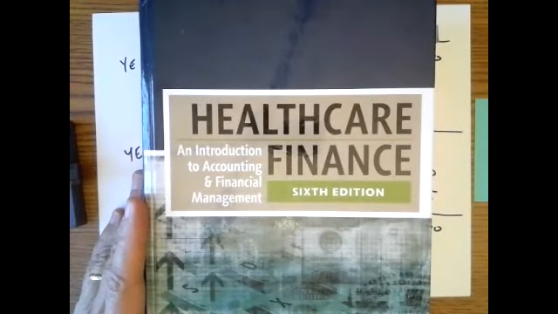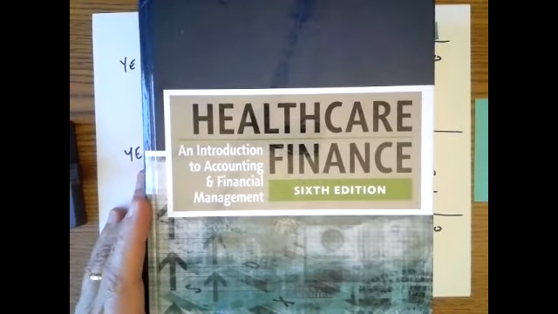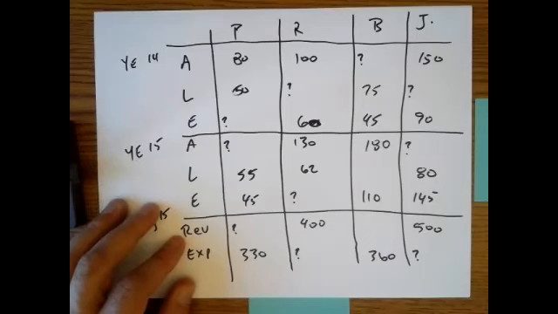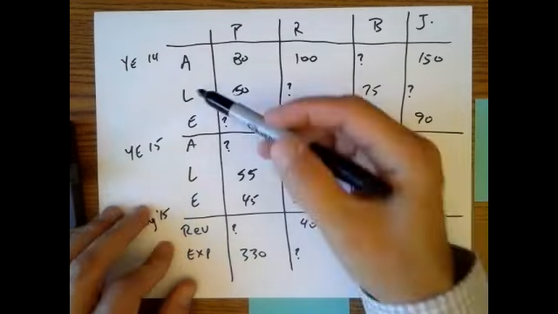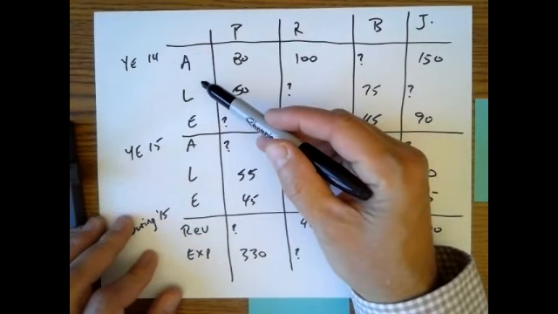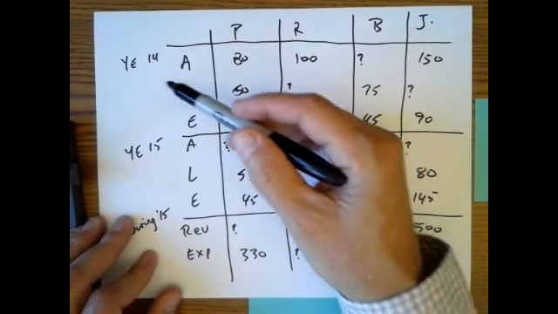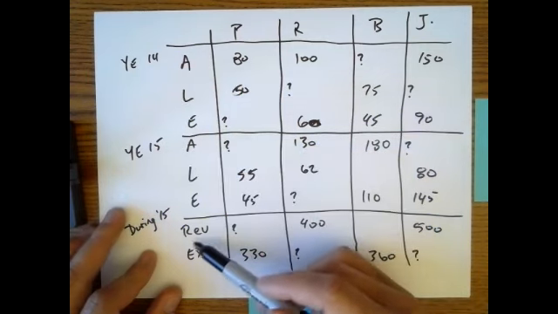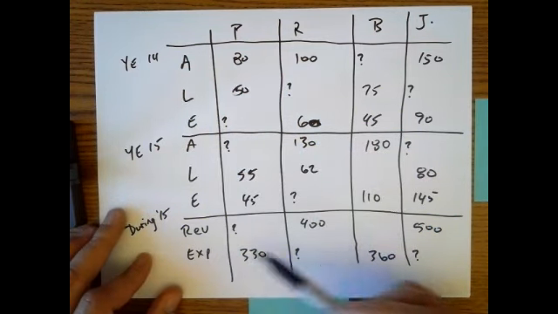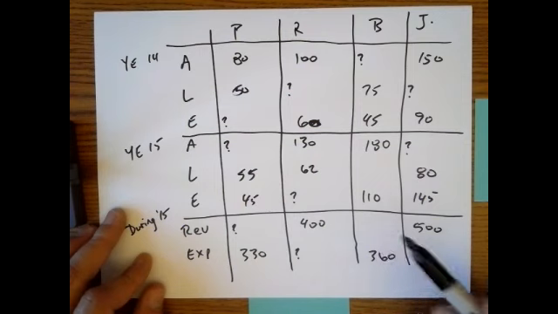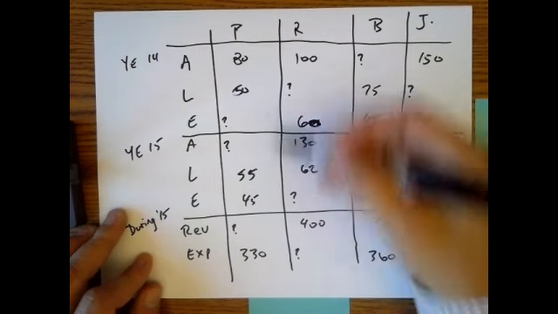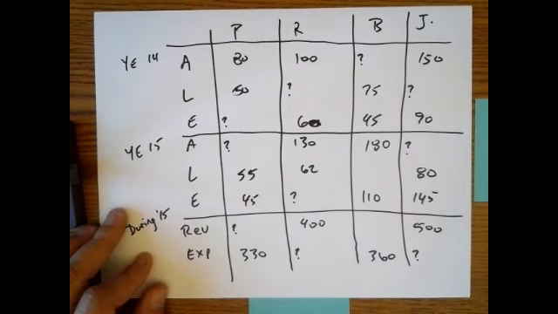This video will work through problem 4.3 from Gapenski's Healthcare Finance, 6th edition. We're given a chart with, for 4 different organizations, their year-end balances of their balance sheet for 14 and 15, and then revenues and expenses during 15. We're asked to basically fill in all the empty spots.